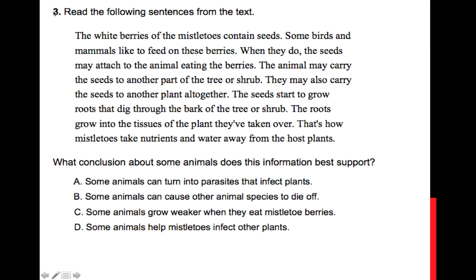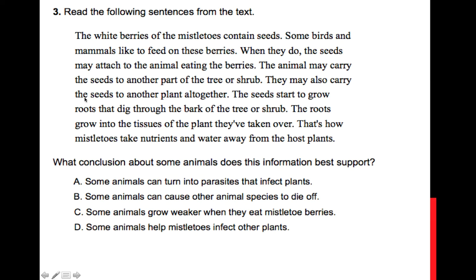Number 3, read the following sentences from the text. So let's reread this part. The white berries of the mistletoes contain seeds. Some birds and mammals like to feed on these berries. When they do, the seeds may attach to the animal eating the berries. The animal may carry the seeds to another part of the tree or shrub. They may also carry the seeds to another plant altogether.